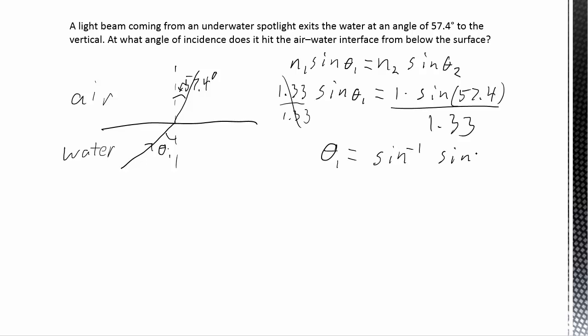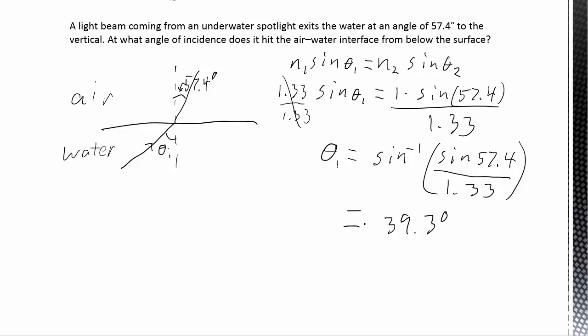of sine 57.4 divided by 1.33. That whole thing goes into the arc sine, and that works out to be just about 39.3 degrees. Oh, and look at that, I screwed up with my initial description. You guys should have stopped me.